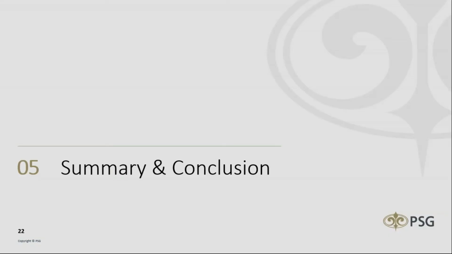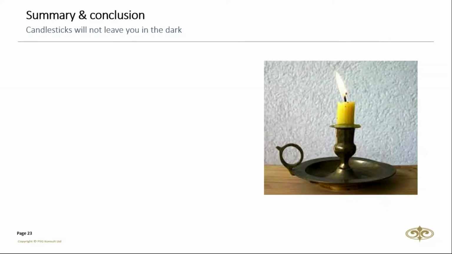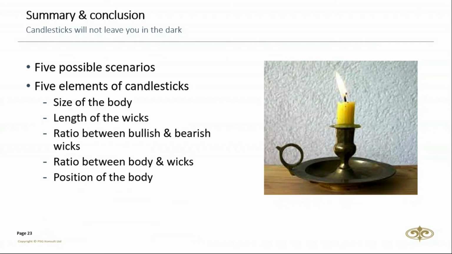So quickly, in summary, we looked at 5 things. We looked at 5 possible scenarios. We looked at the 5 elements: the size of the body, the length of the wicks, the ratio between bullish and bearish wicks, the ratio between the body and wicks, and the position of the body. Then we looked at 5 bullish candles and 5 bearish candles. Hopefully I've shed some light on candlesticks for you today, and just understand it's a very powerful tool to help you understand market psychology.